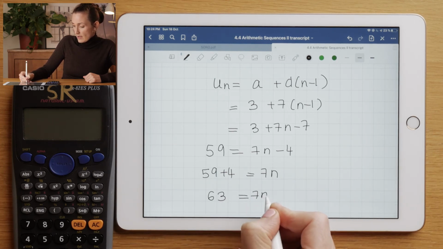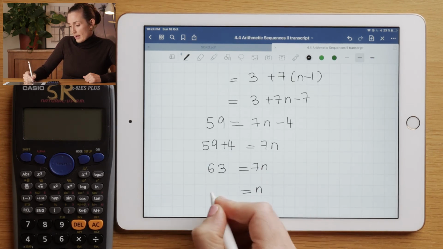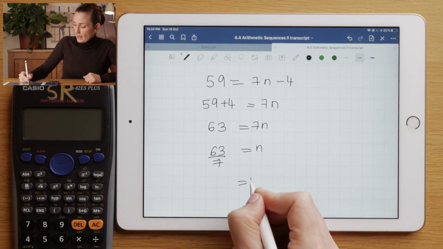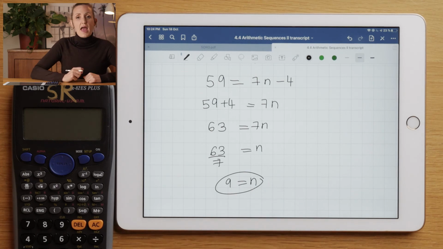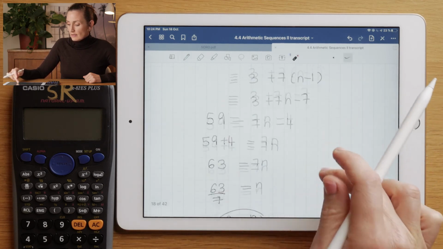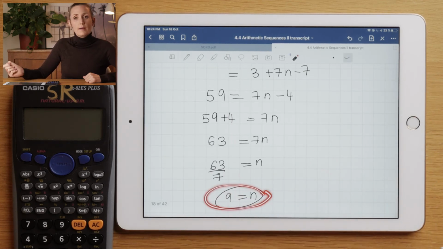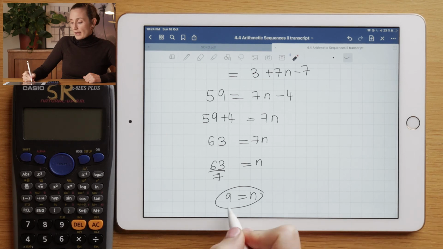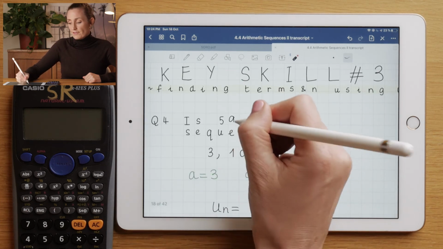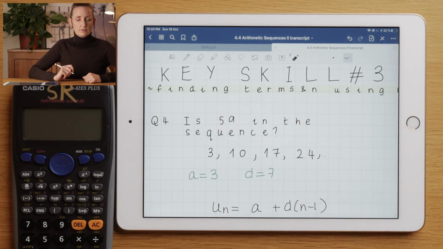So this would give me 63 is equal to 7n, and n must be equal to 9. Now, because n is a whole positive number, 59 is in our sequence, and 59 is in fact the 9th term in our sequence. If you had an answer here that was negative, or a fraction or a decimal, you would know that 59 is not in fact in your sequence.